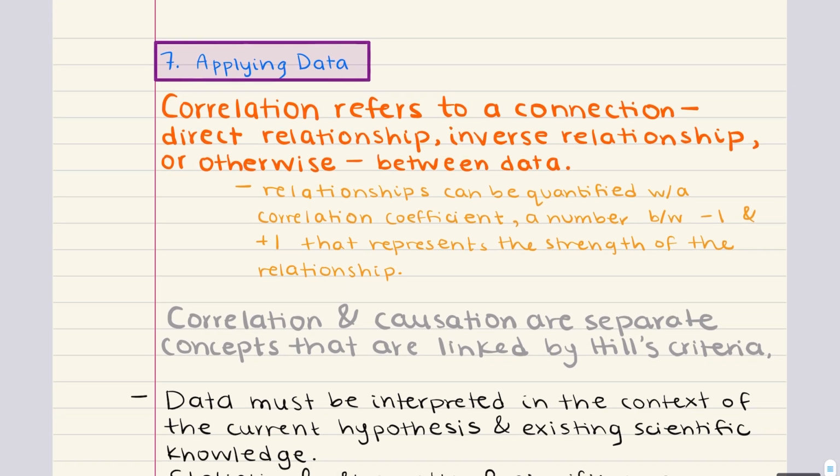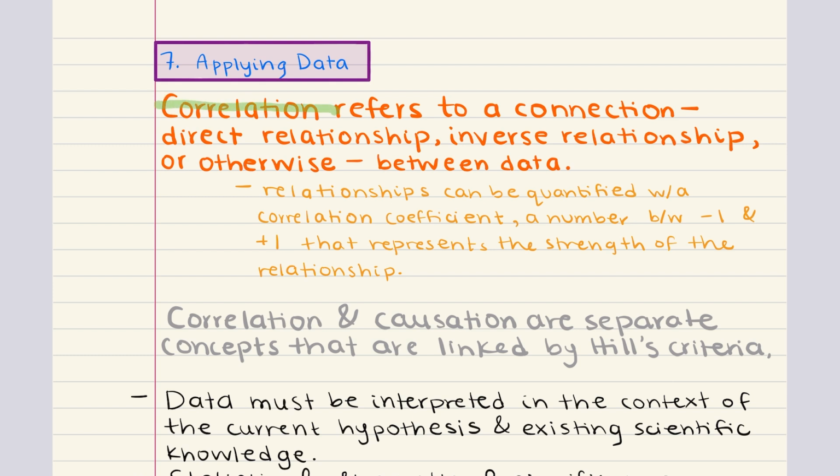Now we can move into our last and final objective, which is titled Applying Data. This involves understanding the relationships between variables and correctly interpreting their implications. In particular, we're going to focus on correlation, causation, and the critical distinction between the two.